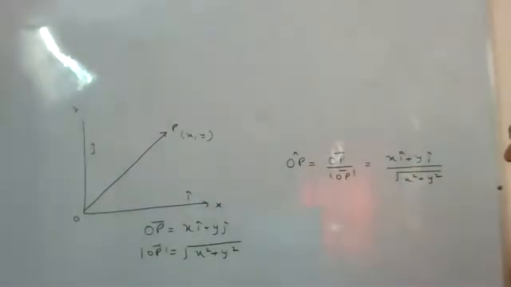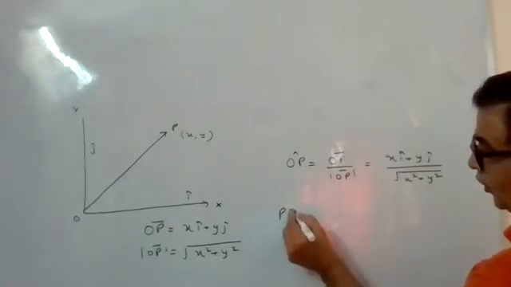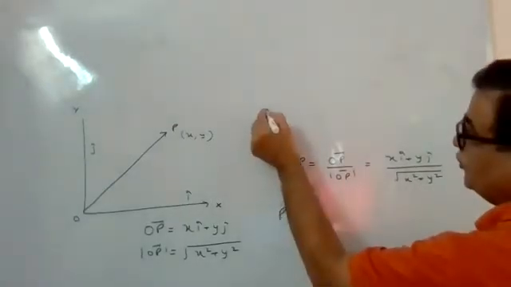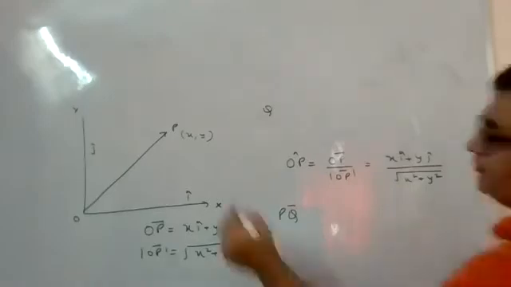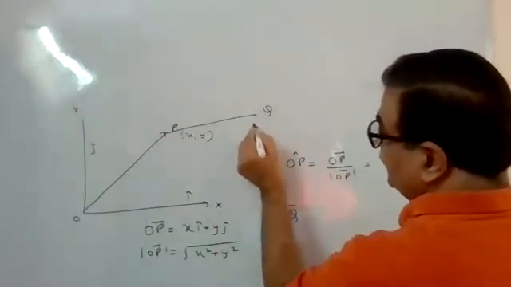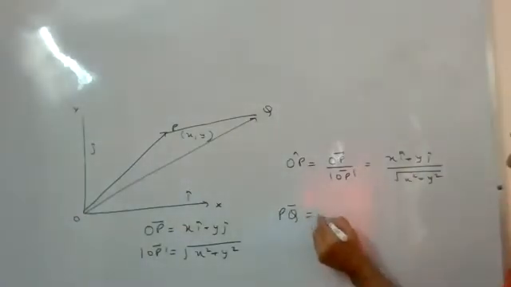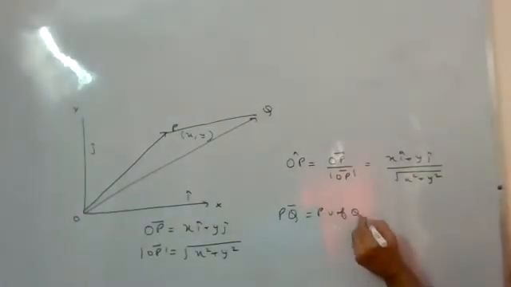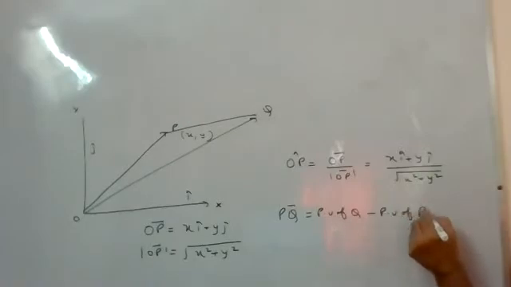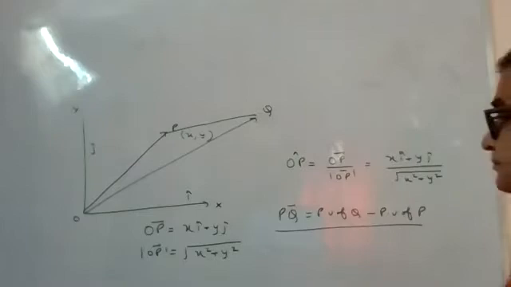Then we have done PQ vector. P and Q are the 2 points we have taken. If they ask you to find PQ vector, then I told you this will be the position vector of Q minus the position vector of P. This result also we have done.